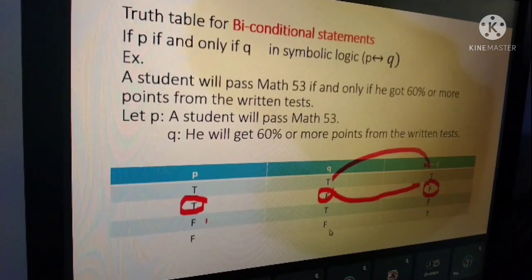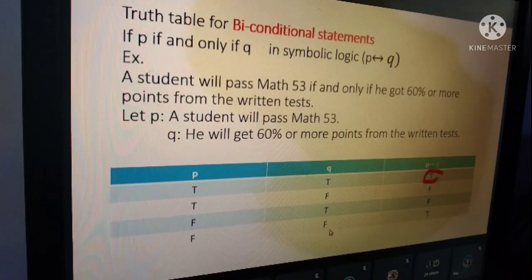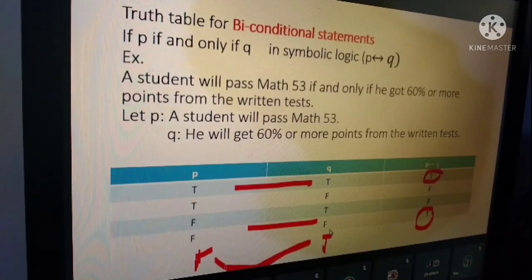Ito, false ang premise, tapos ang condition, a student passes Math 53 if and only if he will get 60% or more points on the written test. A student na pass, tapos nakakuha siya ng 60%, false yun. Okay? Ibig sabihin, magkaroon ka lang ng true sa if and only if statement kapag parehong false o parehong true. Okay? Kasi may condition eh. Kaya nga biconditional. So, dapat parehong true, o kaya parehong false para masasabi mo na siya ay true. Okay? Tandaan yan.